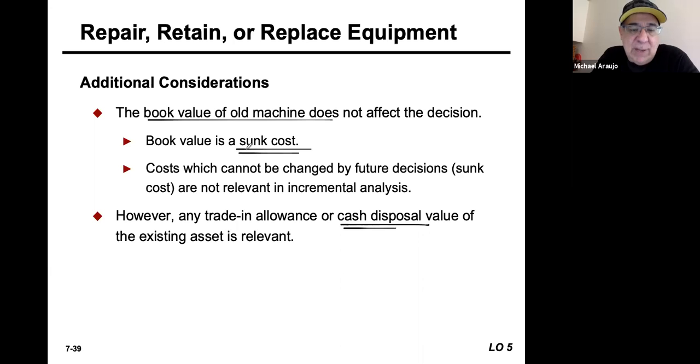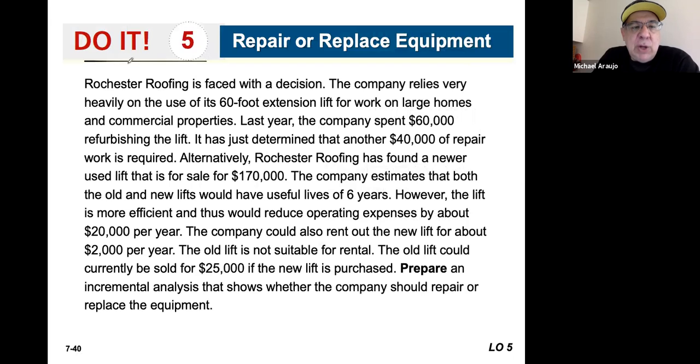But all the money they spent on this machine prior, what it's worth today on the books, we don't care, because we are not looking at that. We're only looking at, do we keep it or do we replace it? So here is your Do It exercise number 5, which is on page 288, smack dab in the middle of the page.